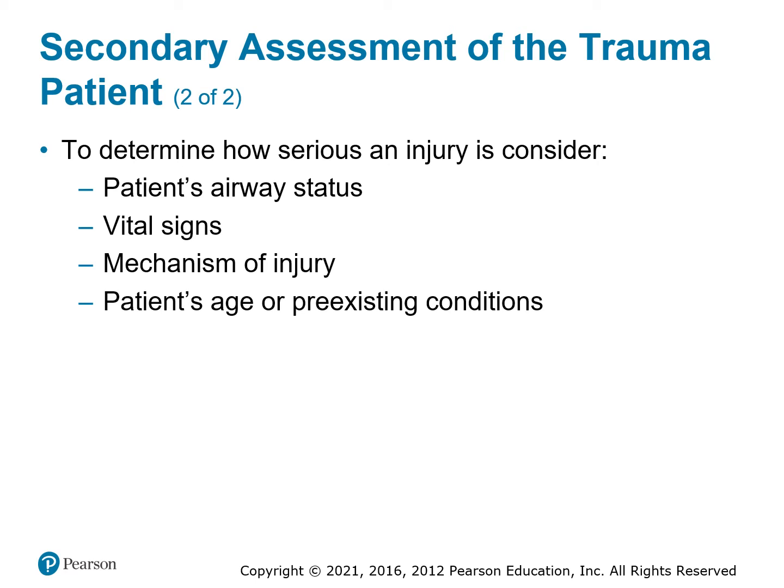So we're looking for the airway status, that's our ABCs, vital signs, mechanism of injury, their age or pre-existing conditions. What we mean by that is younger or older patients have a higher likelihood of getting serious results from minor injuries. And then other people with pre-existing conditions, like if they've got a lung disease and they get an injury to their chest, it makes it even worse.